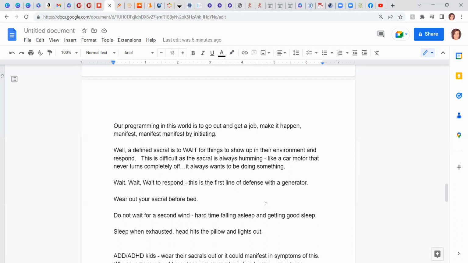And then I'm going to wait. If it's correct for me to teach on it, it will come to me in my environment. But if I initiate from that space, I will feel frustrated. There will be frustration in the process of it. It will not have the effect that it could if I had waited for the timing.